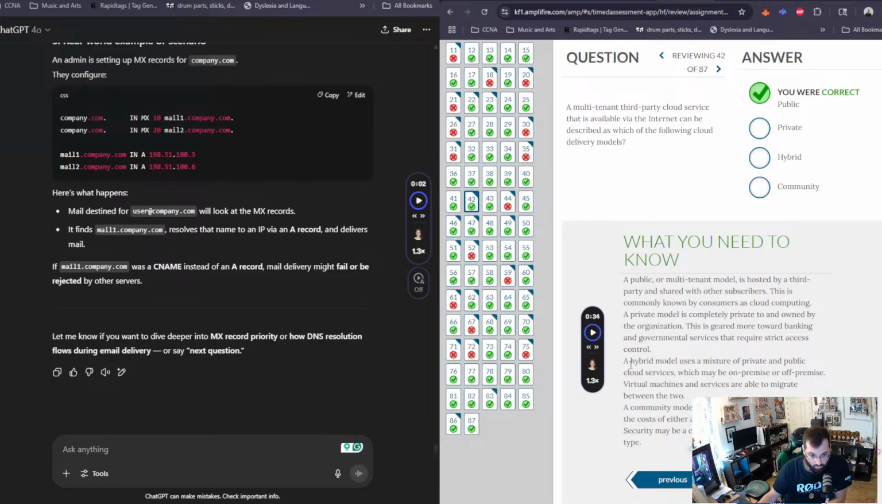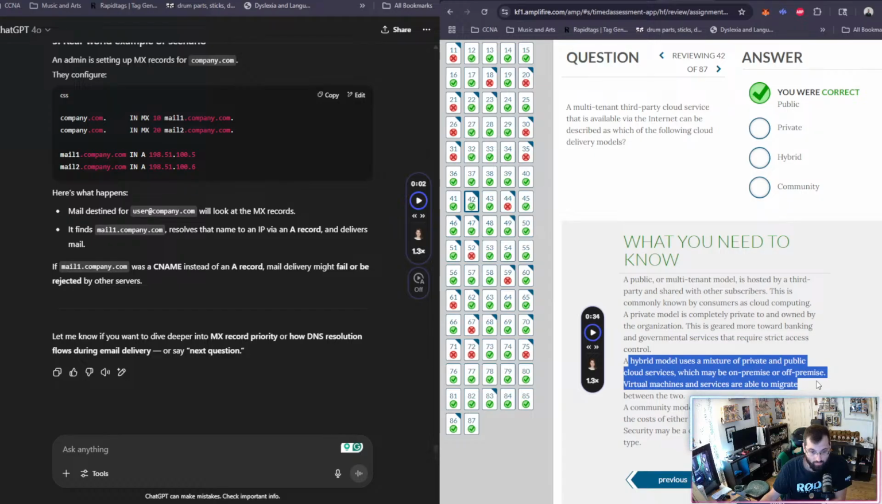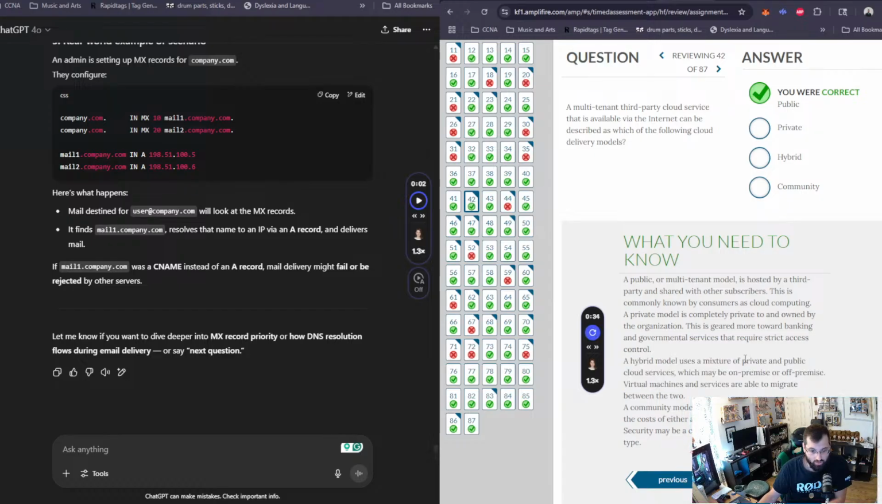The hybrid one is the one I don't really understand. Hybrid models use a mixture of private and public cloud services, which may be on-premise or off-premise. So they just do a mixture of private and public. Okay. And the private model is completely private to you and your own organization. This is geared more toward banking and governmental services. That kind of makes sense.